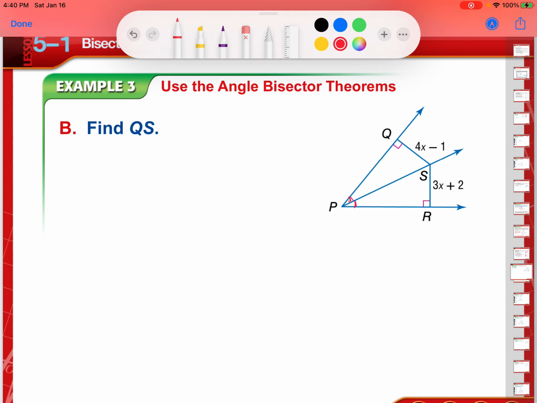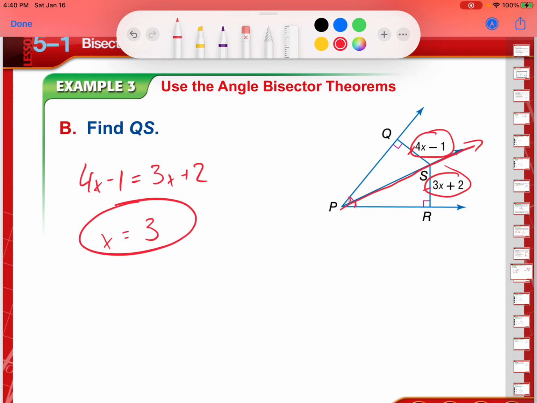All right, now what about QS? We have kind of the same situation, same drawing here. We have two angles that are the same, which means this line is our angle bisector, which means that QS and SR are congruent. So 4x minus 1 is going to equal 3x plus 2. I solve this and end up with x equals 3.